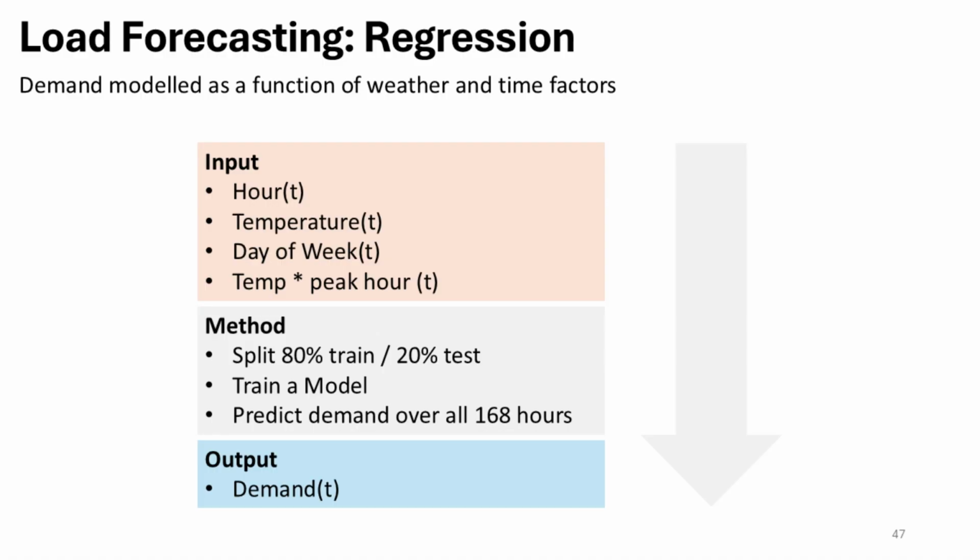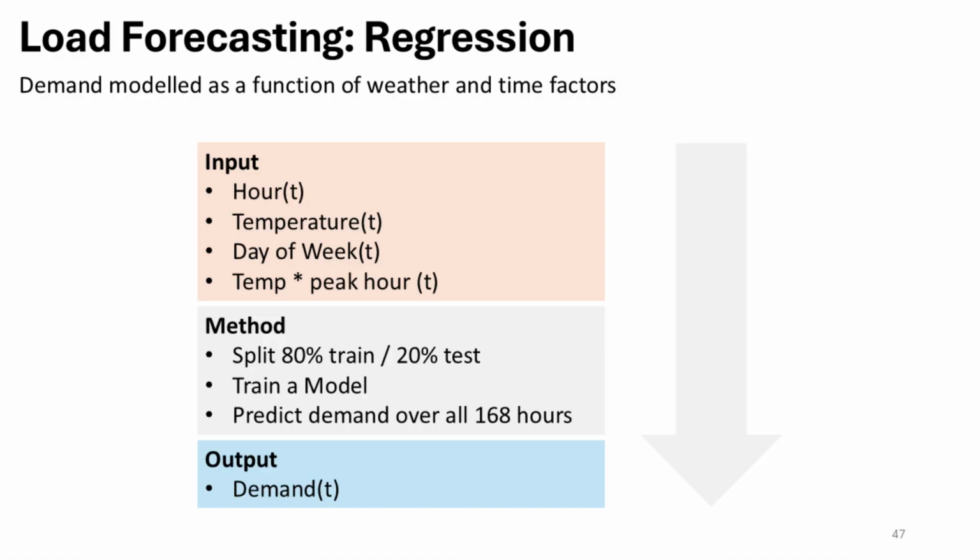The method follows a similar rigorous path to our earlier forecasting tasks. We maintain an 80% training and 20% testing split to validate the model's predictive power. However, unlike the SREMA model, which forecasts forward into the test set, here we train the model and then use it to predict demand across all 168 hours of our dataset to evaluate how well it fits the overall trend. The final output is once again our predicted demand at time t.